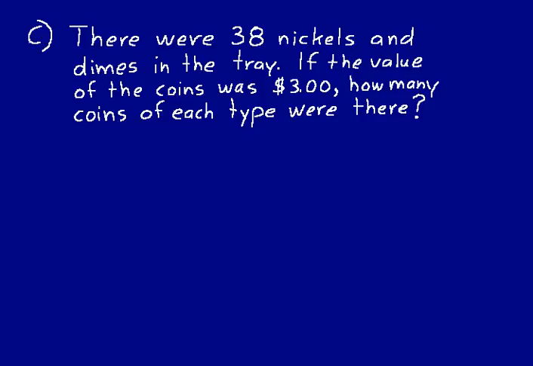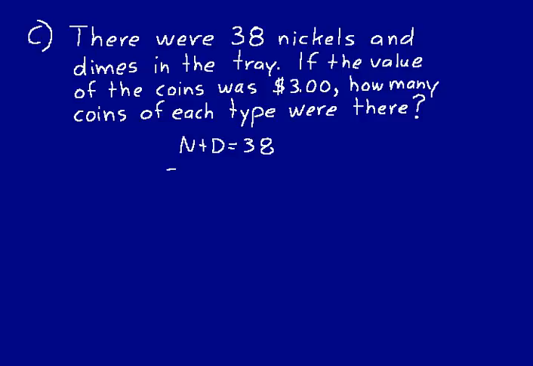So we see it's a coin problem. We see that we want to know how many coins of each type there were. So that means we need two equations because we have two unknowns. So let's go ahead and set up our value equation and our quantity equation. The first sentence says there were 38 nickels and dimes in the tray. So that means our total of nickels plus dimes equals 38. So there's one equation.